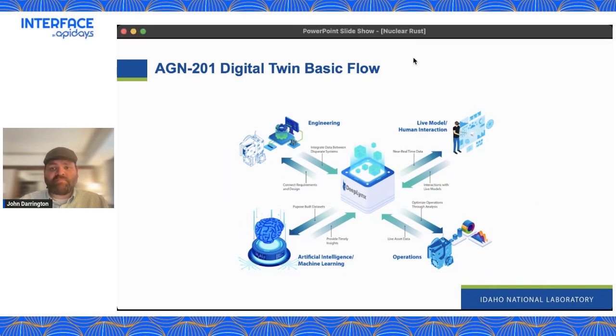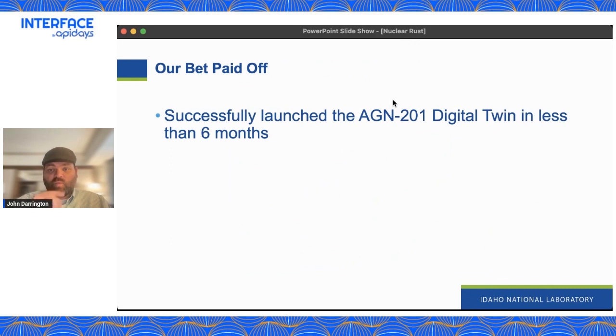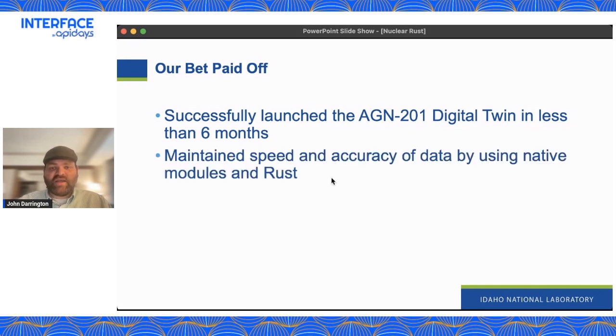Now, our bet paid off. We successfully launched the AGN-201 digital twin in less than 6 months. Part of that is because the deep links data lake already existed. However, the technology we used to push to the data lake and pull from the data lake could easily be adapted to any of those existing data lakes that currently exist in the cloud or off-site. We were able to maintain speed and accuracy of data by using native modules and Rust.